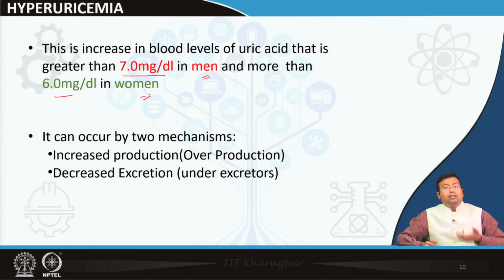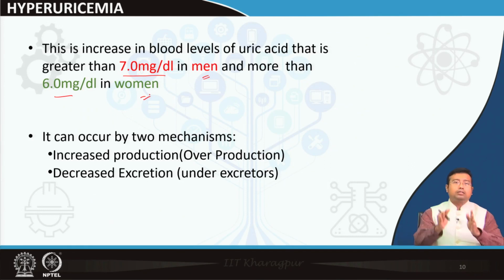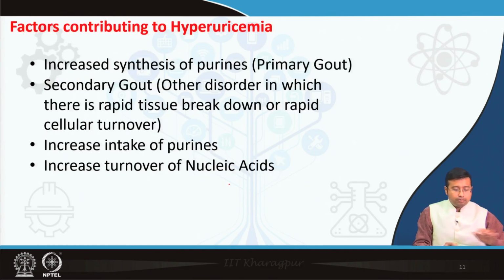Now, how can uric acid be increased in blood? If you conceptually think, there are only two ways. Number one, it is produced in excess. And number two, the outflow is stopped, so decreased excretion. Overproduction or under excretion, these are the only two possibilities by which uric acid level can be increased in blood. So, what are the factors that contribute to hyperuricemia? Very easy, you can conceptually guess.